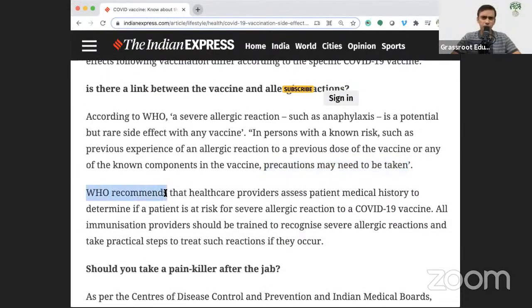WHO recommends that healthcare providers, loudly, assess patient medical history to determine if a patient is at risk for severe allergic reaction to a COVID-19 vaccine.